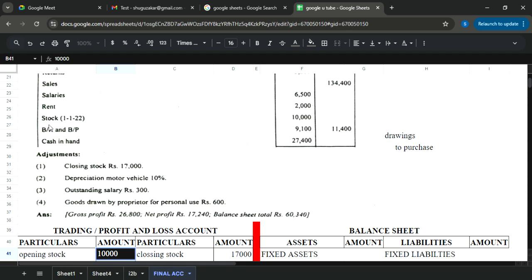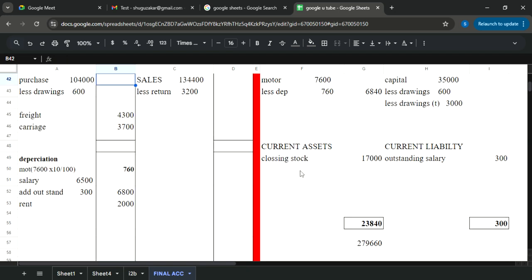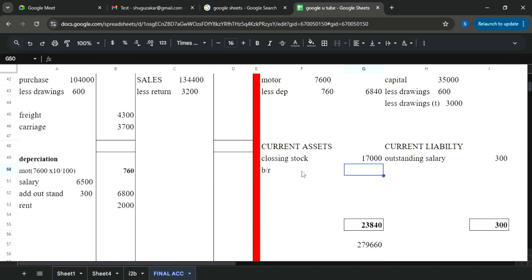After stock, we have bill receivable and bill payable. Please note BR for bill receivable, BP for bill payable. How would we know which is receivable, which is payable? Receivables are debtors, an asset, and are written on the debit side. So bill receivable is 9100, an asset. We will come over here. Bill receivable, and the amount was 9100.